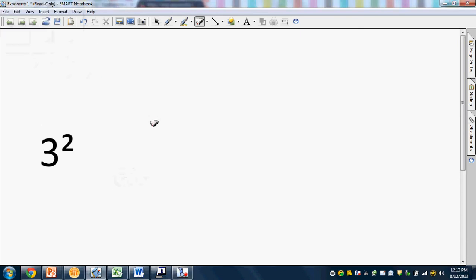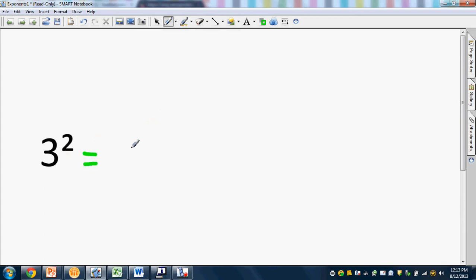All right, I just want to quickly go over the rules with exponents just to make sure that y'all understand exactly what the difference is between all the different ways that you can write exponents and how to find them. So this is exponential notation. We have 3 to the power of 2, or 3 squared.